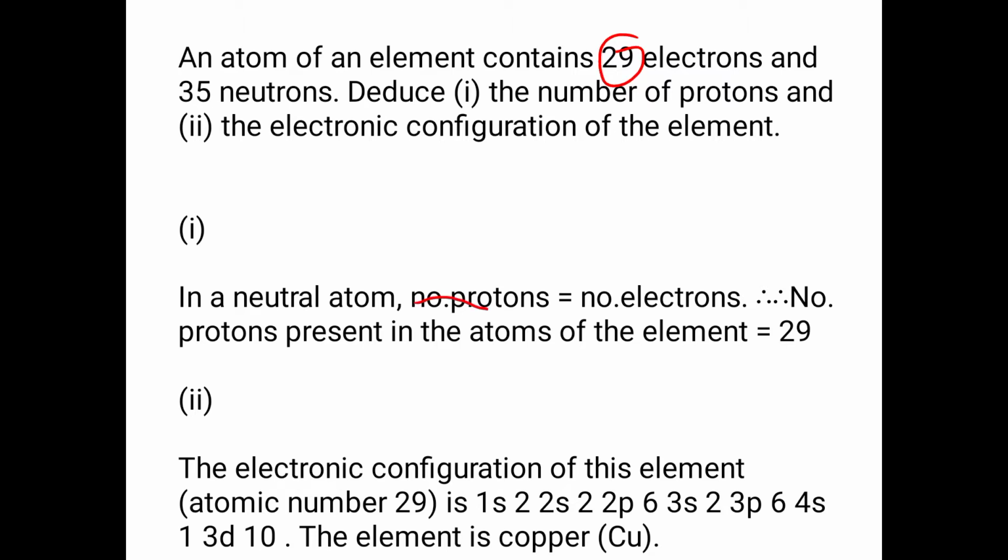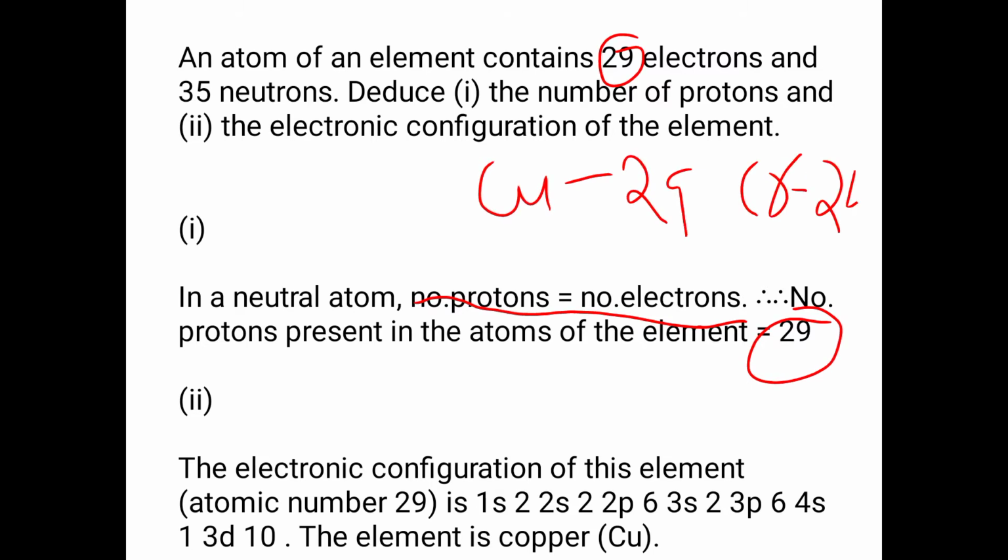Number of protons is equal to number of electrons. That is 29. This is the atomic number of an atom. So, children, you should be careful in such questions. Why? Because there are two elements in the periodic table that show anomalous electronic configuration. For example, copper with atomic number 29, chromium with atomic number 24. They show a special type of electronic configuration.